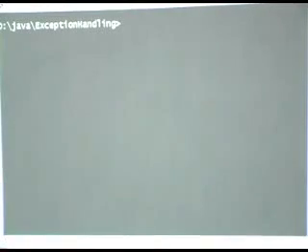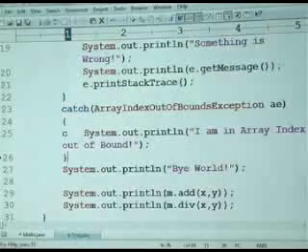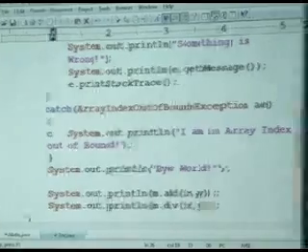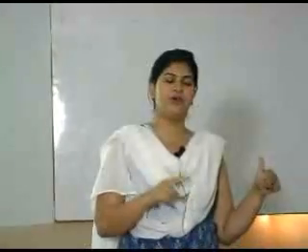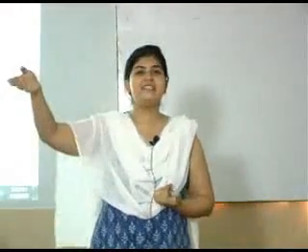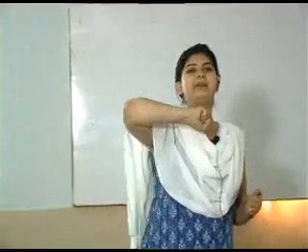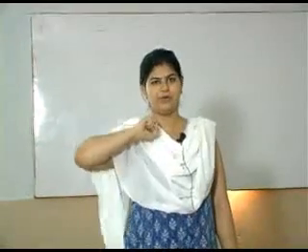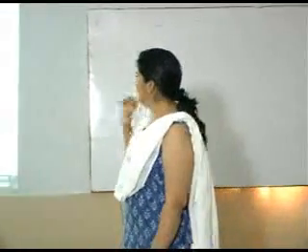Wait, don't compile. Yeah, go back. If array index out of bound is coming, you go to array index ka catch block. If number format exception is coming, you go number format ka. If any other error is coming, then I would catch it with my exception ka catch block. Okay. Now let's see what happens. Compile it.